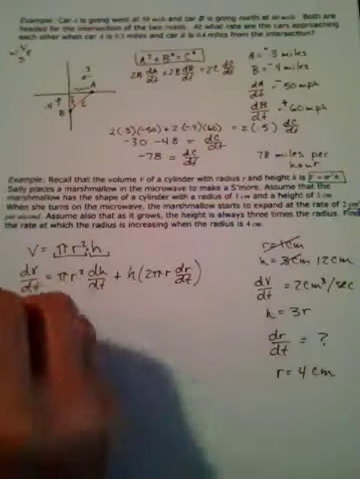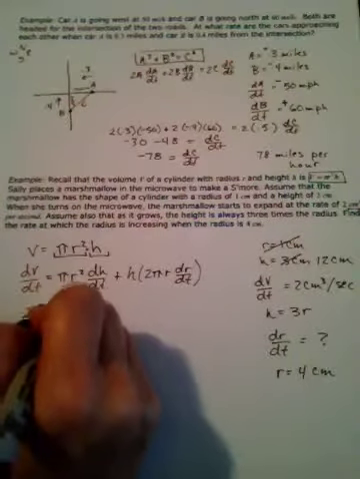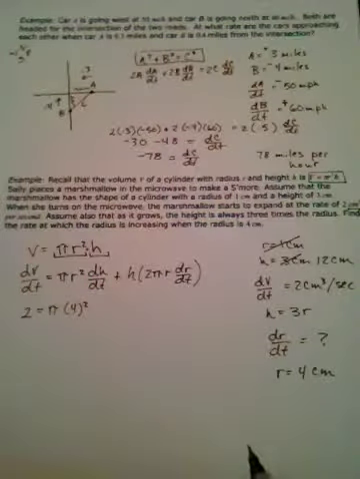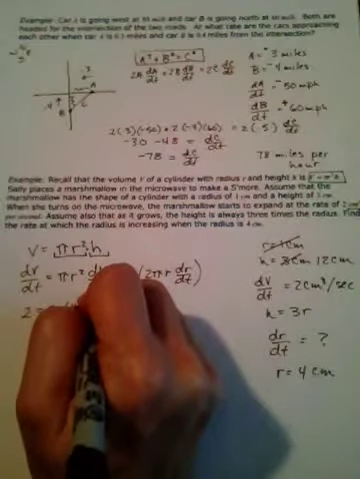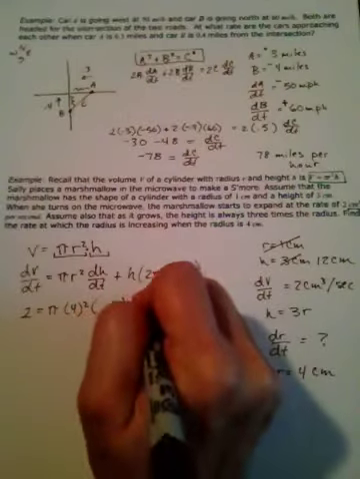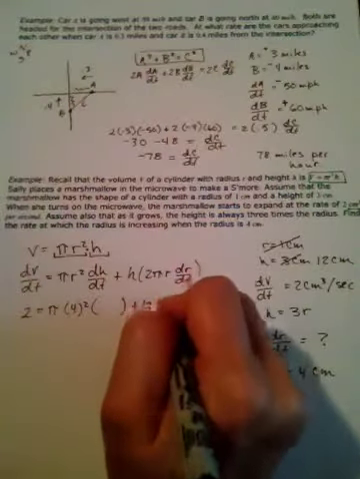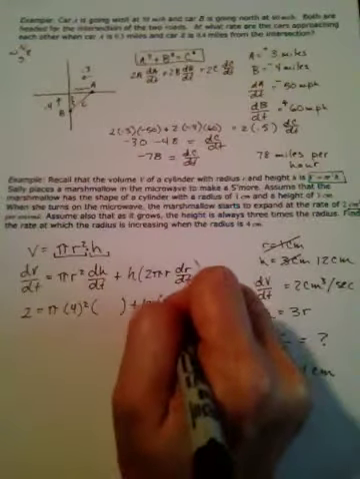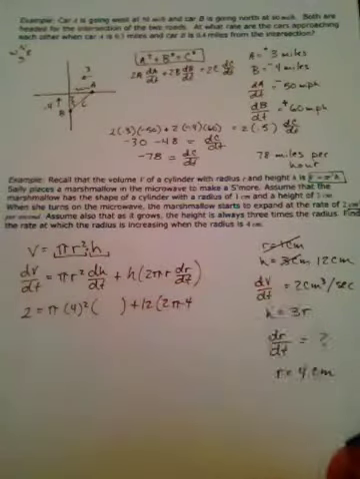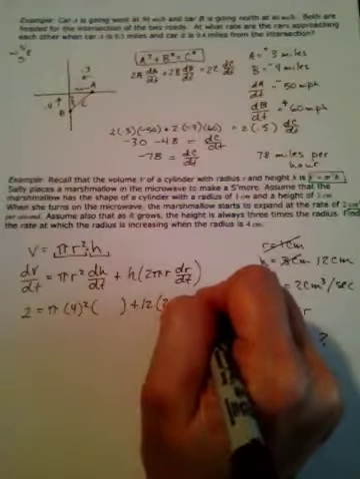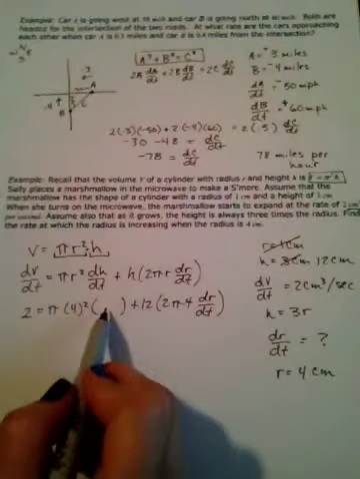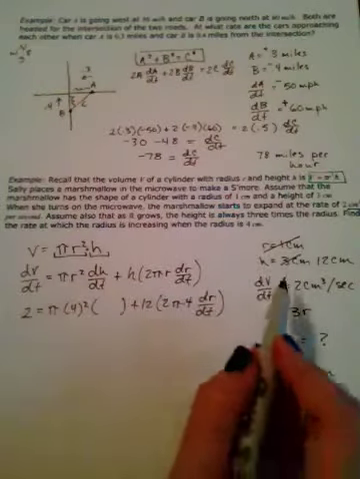So dV dt equals 2 equals pi. My radius is 4. dh dt I don't have, so I need something right there. Plus my h, which is 12, times 2 times pi times my radius of 4 times my dr dt, which is what I'm looking for. So the only thing I'm missing is dh dt, so I have to come back over here.